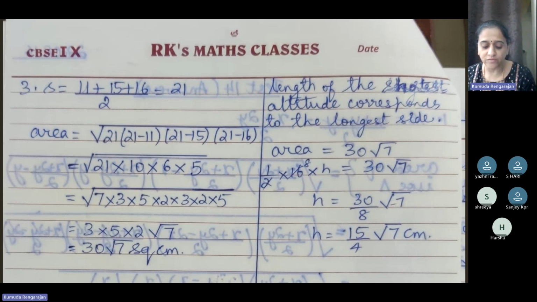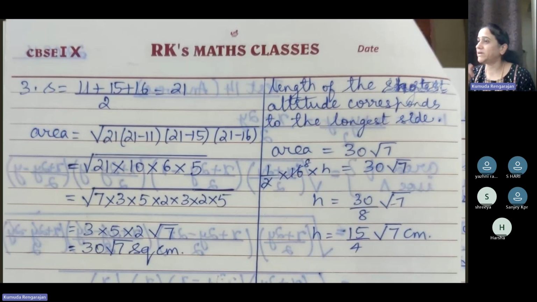The sides of triangle ABC taken in order are 11 centimeters, 15 centimeters, and 16 centimeters. You all have the question. Find the length of the shortest altitude. We have to find the area first. Use Heron's formula and find the area, 30 root 7. Next, you need to find the length of the shortest altitude. You should find the altitude.